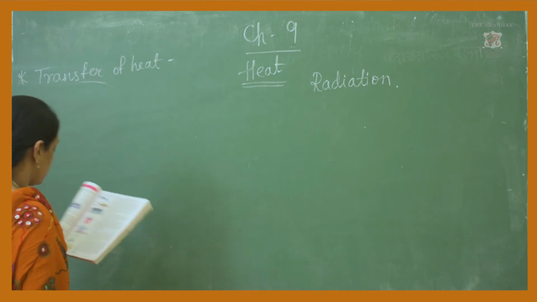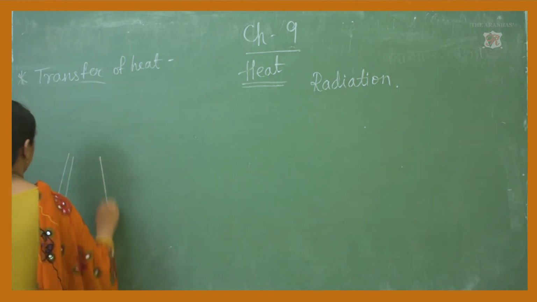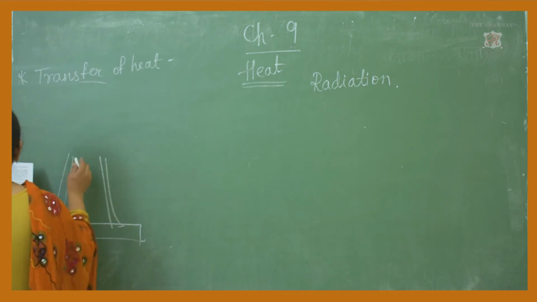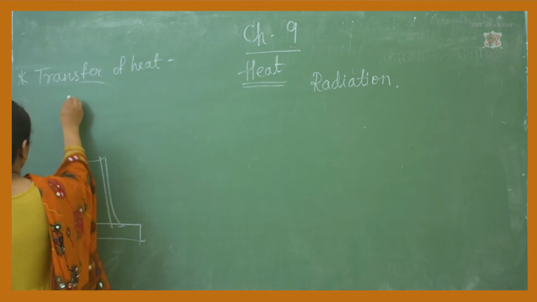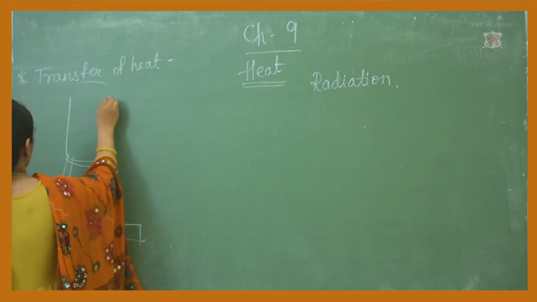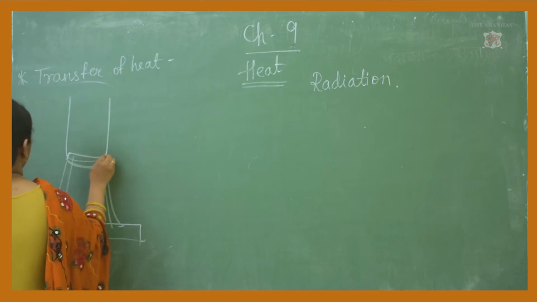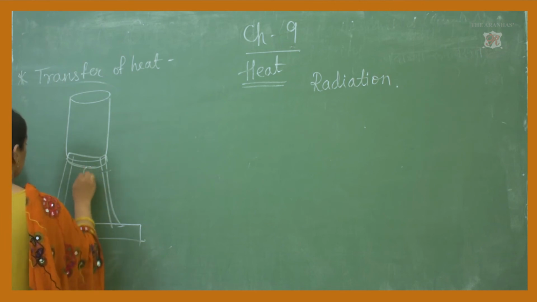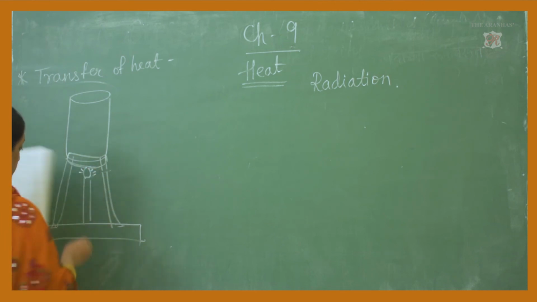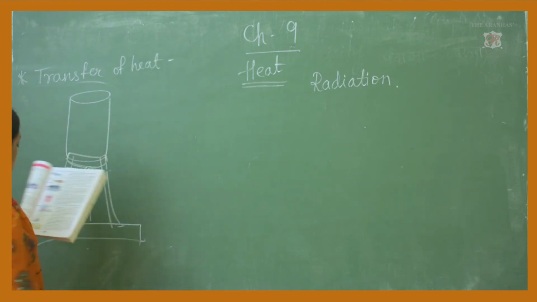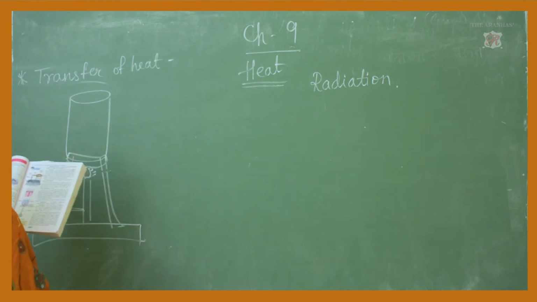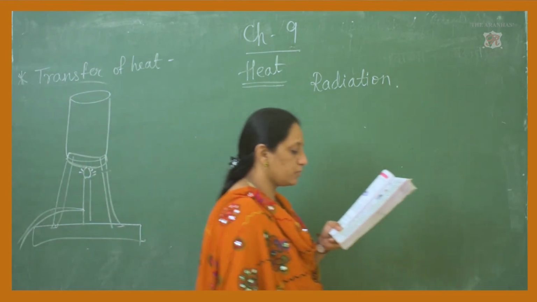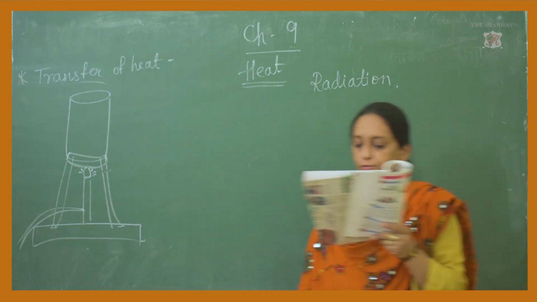Now see the activity for convection. Here again they have taken a stand. Here they have kept a beaker for heating. See, this is the beaker being heated with the burner. In this beaker you have to take some water, heat the beaker slowly on the gas burner, and drop a few crystals of potassium permanganate into the water.